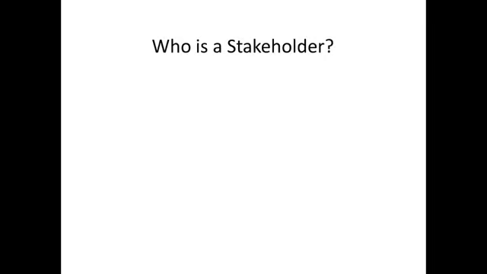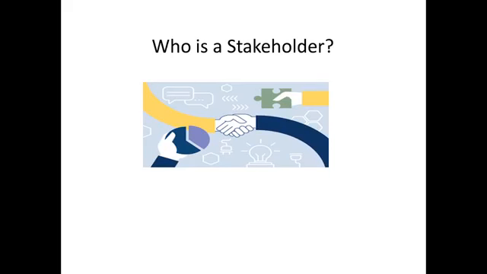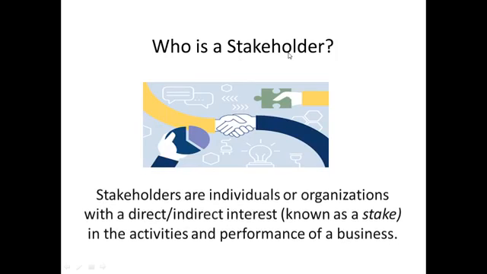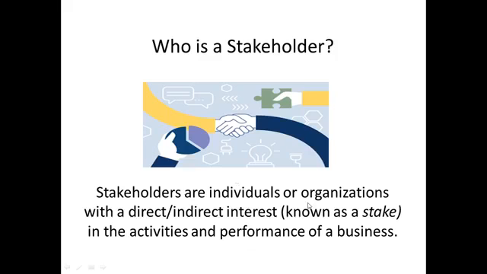All right. Now, coming to the content, who is a stakeholder? You can see the word is divided into two parts, stake and holder. Stakeholders are the individuals or organizations, or I would say groups of people, which have a direct or indirect interest. Stake means interest. That's why the word has come, an interest holder in the activities and the performance of the business. All the individuals or groups of organizations who are interested in the running of the business directly or indirectly are known as stakeholders.